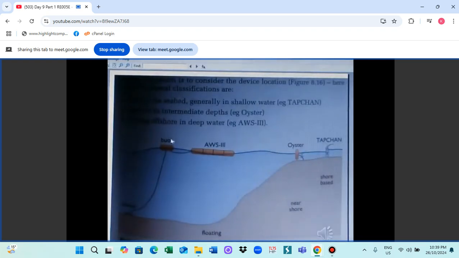So this is a buoy and an anchor. So this buoy rotates and then inside this one we install the generator and it produces electricity.